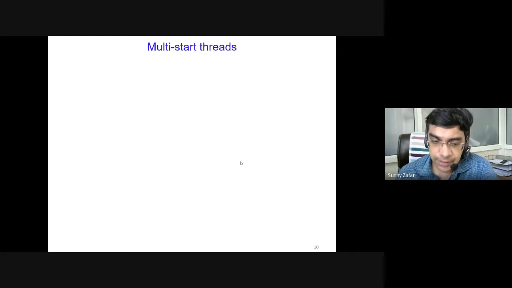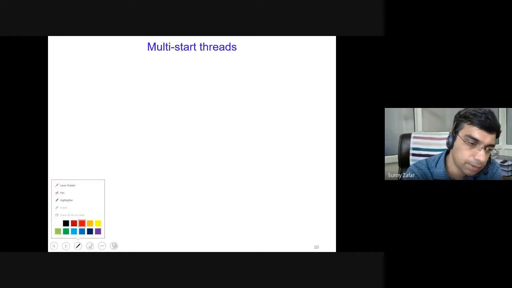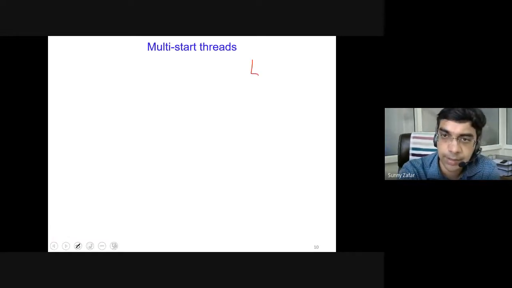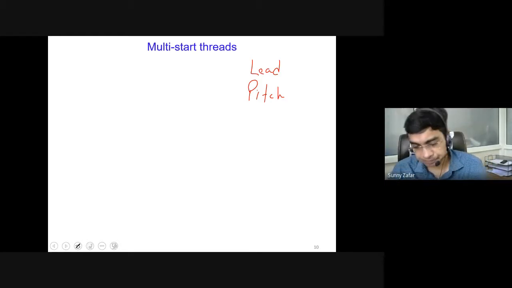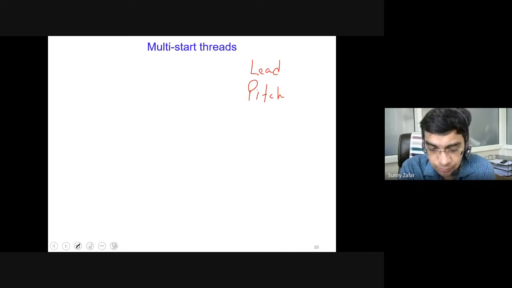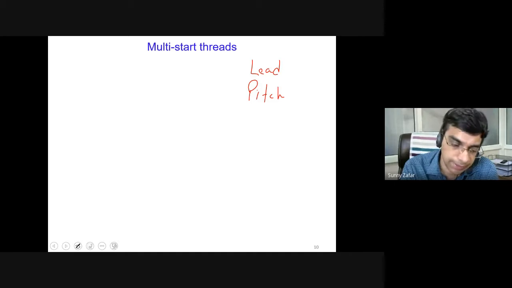Until now we have seen fasteners in which the lead... So just recall the terms lead and pitch. We had discussed lead and pitch. Lead, just to recall, is the axial distance that one can move upon completing one rotation on a fastener. Multi-start threads are basically used for fast action.